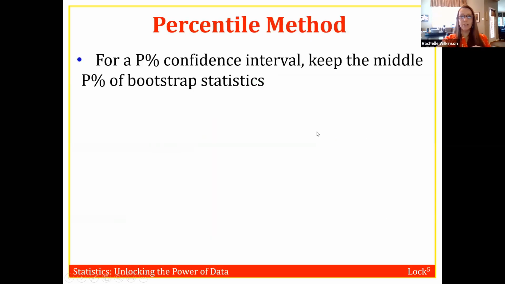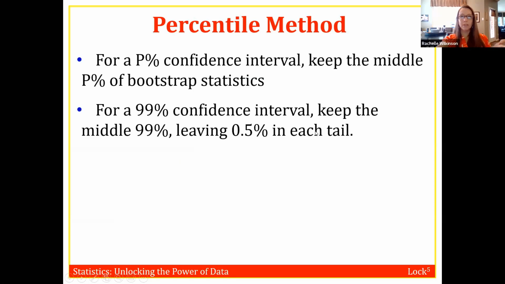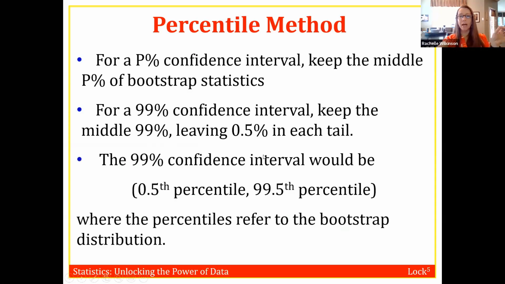So the percentile method, for a P% confidence interval, we're going to keep P% of the bootstrap statistics in the middle of the distribution. So if I'm doing a 99% confidence interval, I'm going to keep 99% of the values in the middle, leaving 0.5% in each tail. So that means that the upper and lower bounds of my confidence interval would correspond to the 0.5 percentile and the 99.5 percentile of that distribution. So that's basically where this method gets its name.